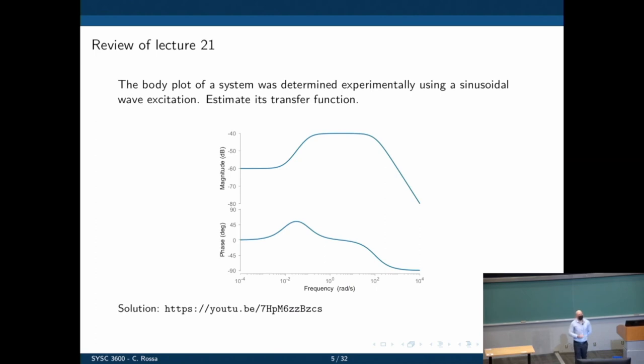Another indication of that is the phase. Look, the phase starts at zero. If we had a pole or zero at the origin, the phase would start at plus or minus 90 degrees. Right, so that's the first observation we can make. There are no poles or zeros at the origin.